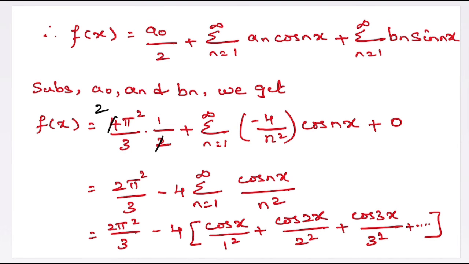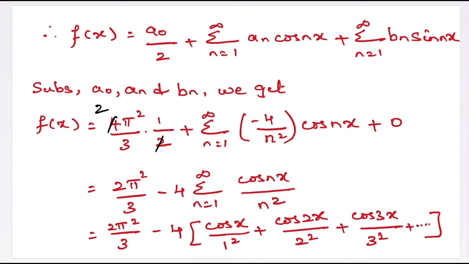Therefore our Fourier series f of x is given by f of x is equal to a0 by 2 plus summation n from 1 to infinity an cos nx plus summation n from 1 to infinity bn sin nx. Substituting the values of a0, an and bn and simplifying we get f of x is equal to 2 pi square by 3 minus 4 into summation n from 1 to infinity cos nx by n square.